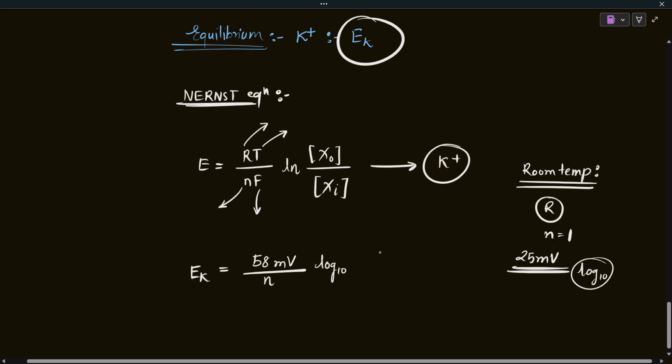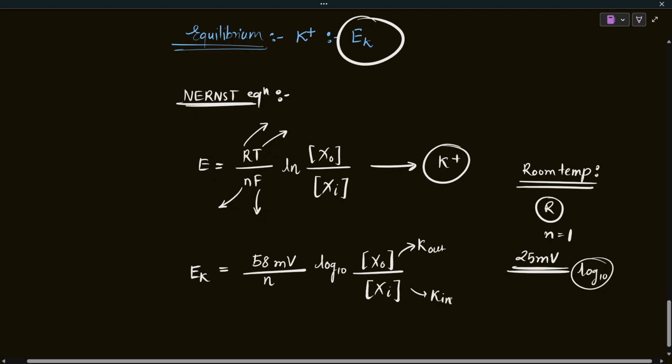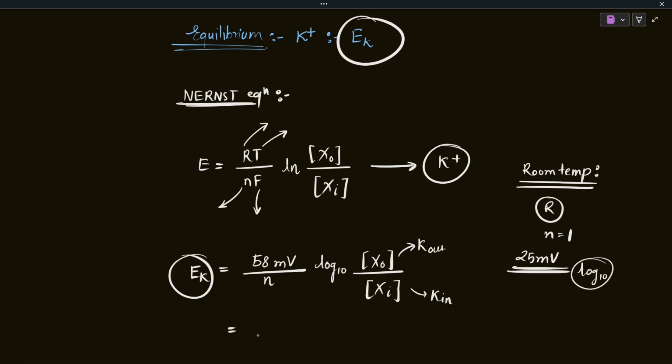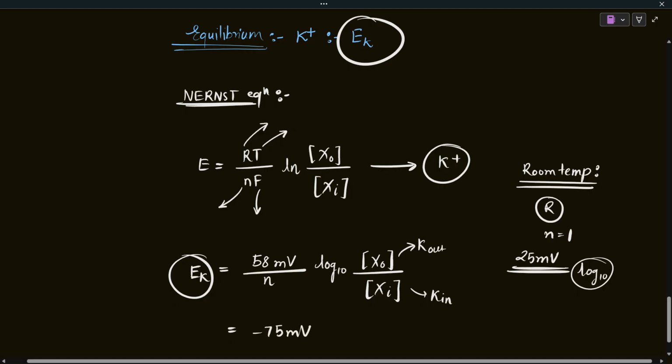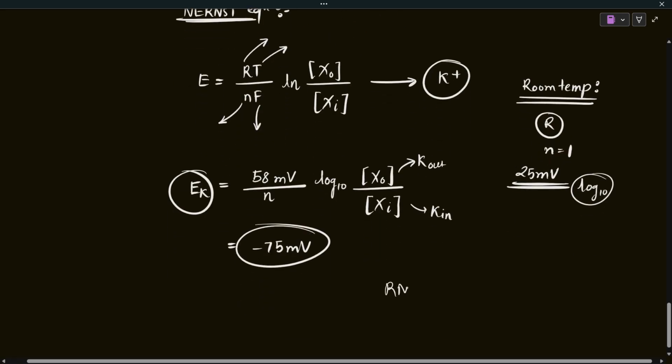Log base 10 of the concentration of ions outside the cell divided by the concentration of ions inside the cell. When you put in the concentration of potassium ions outside the cell and the concentration of potassium inside the cell, the value of the potential that it gives is minus 75 millivolt. So in the case of the glial cell, the resting membrane potential is minus 75 millivolt. This is how we calculate the resting membrane potential.